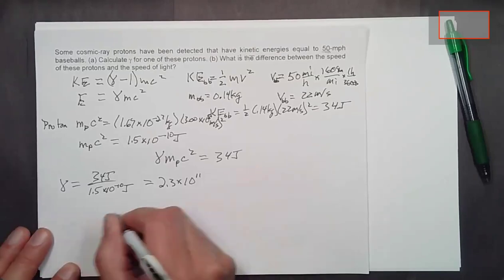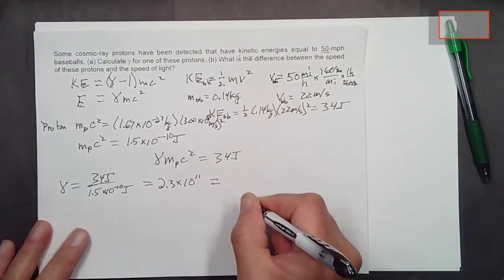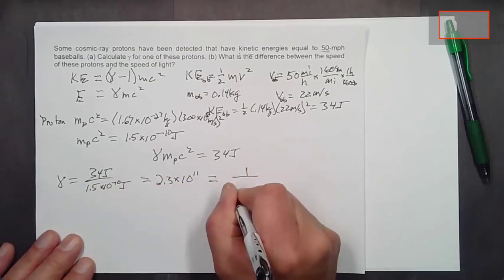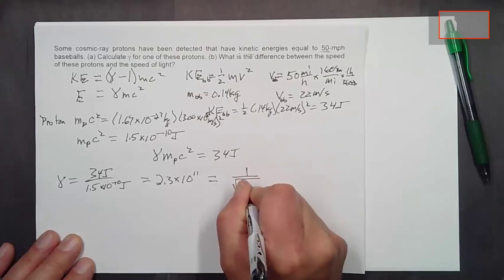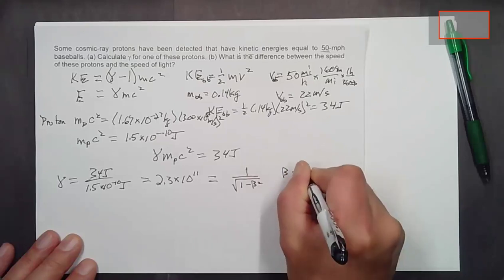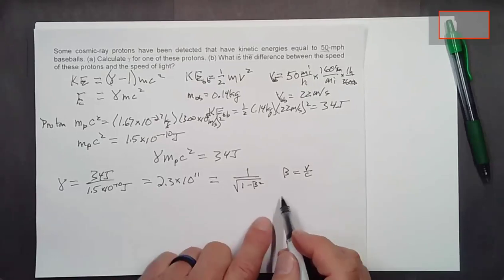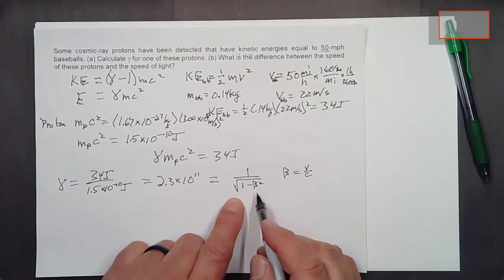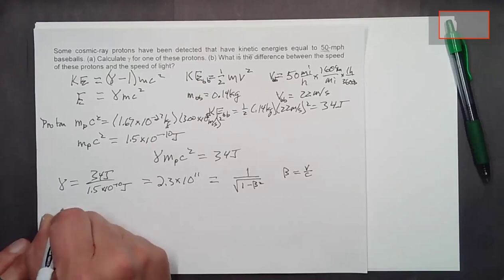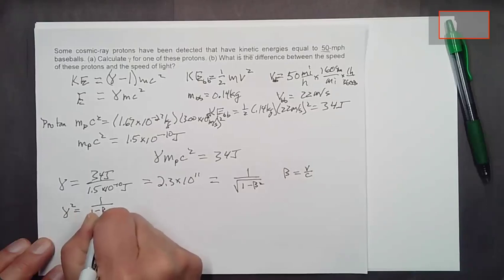Now remember, gamma is, I'm not going to use that number until I absolutely have to, but I'll just know that that's what gamma is. Gamma is 1 over the square root of 1 minus beta squared. And remember, in this context, beta is equal to v over c. Eventually we'll use this, but it's just shorter to write beta for a while. So if I square both sides of this, I would get that gamma squared is equal to 1 over 1 minus beta squared.